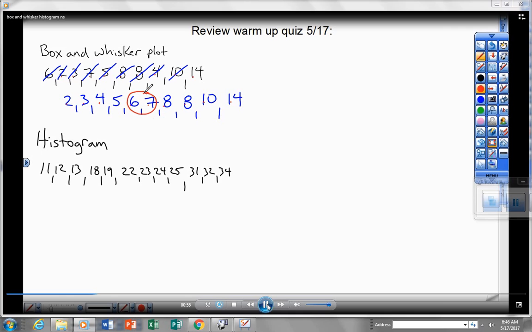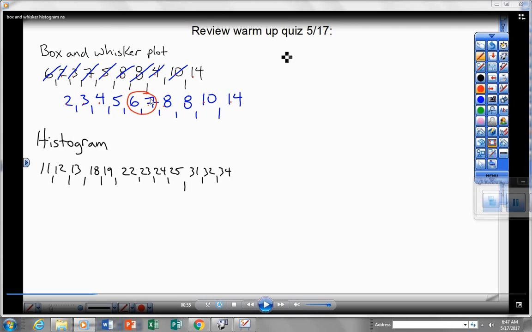This is an even set of numbers. There is no number in the middle. So when you have an even set of numbers, you take the 2 middle numbers here, and you can tell they're the middle because I have 4 on this side, 4 on this side. I'm going to take these 2 and average them, which means add these up and divide by 2.